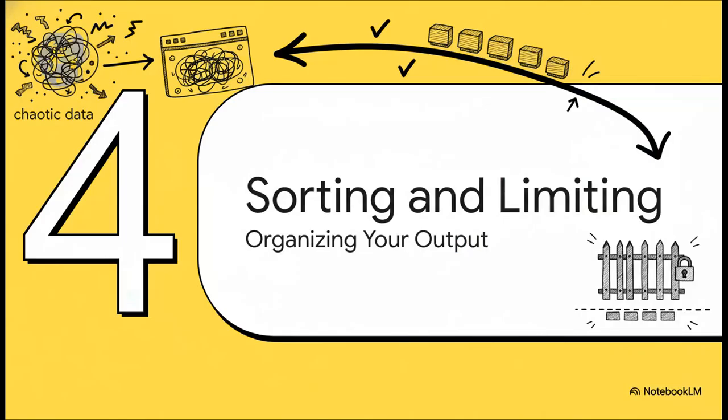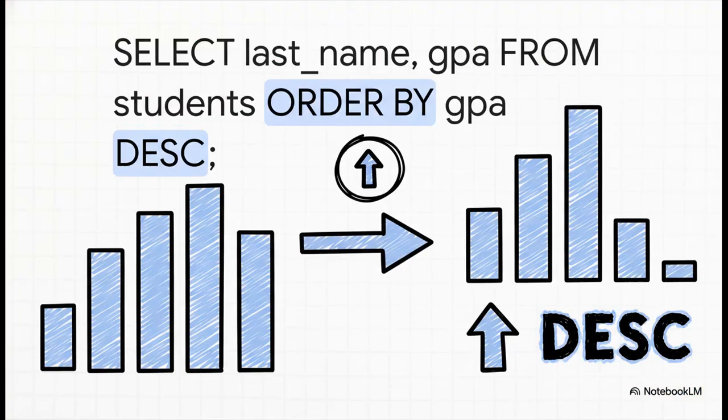All right, so we've picked our columns, we've filtered our rows, we have the right data, but it might just be in a completely random order. So let's talk about how to organize it and make it look good. This is where ORDER BY comes in. It lets us sort our results.